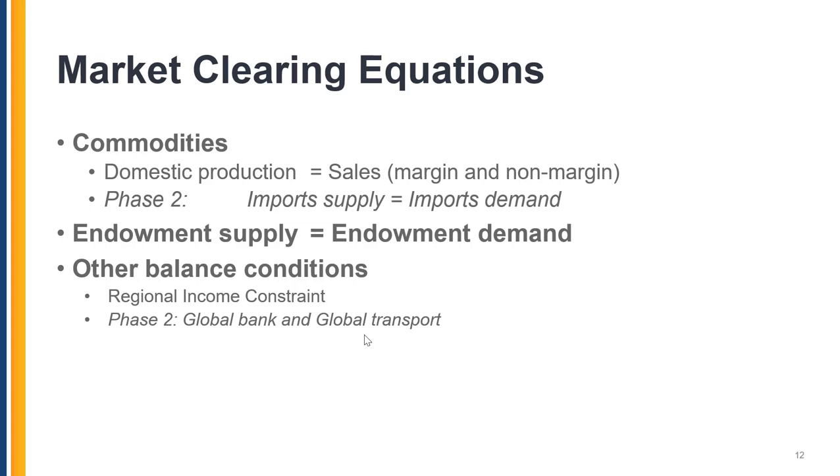Okay, so import supply and demand is really a bilateral trade balance condition. Global bank and global transport is a global investment and a global shipping or global movement of goods balance. So every region contributes to and benefits from or draws from those. And so the prices are these international prices that are important. But again, an advanced topic for later.